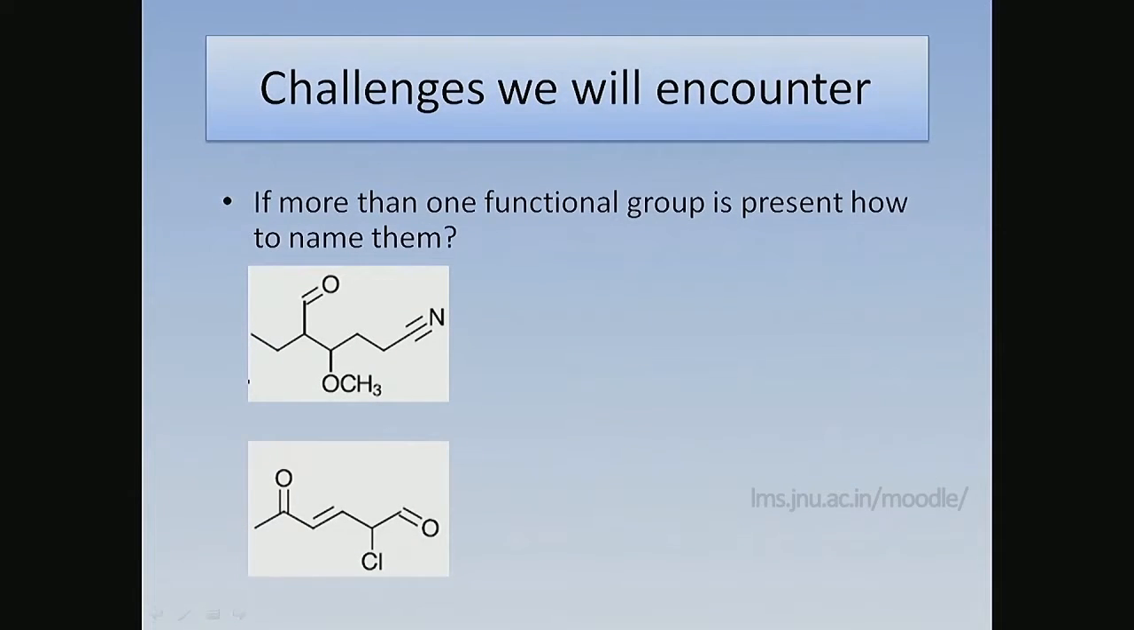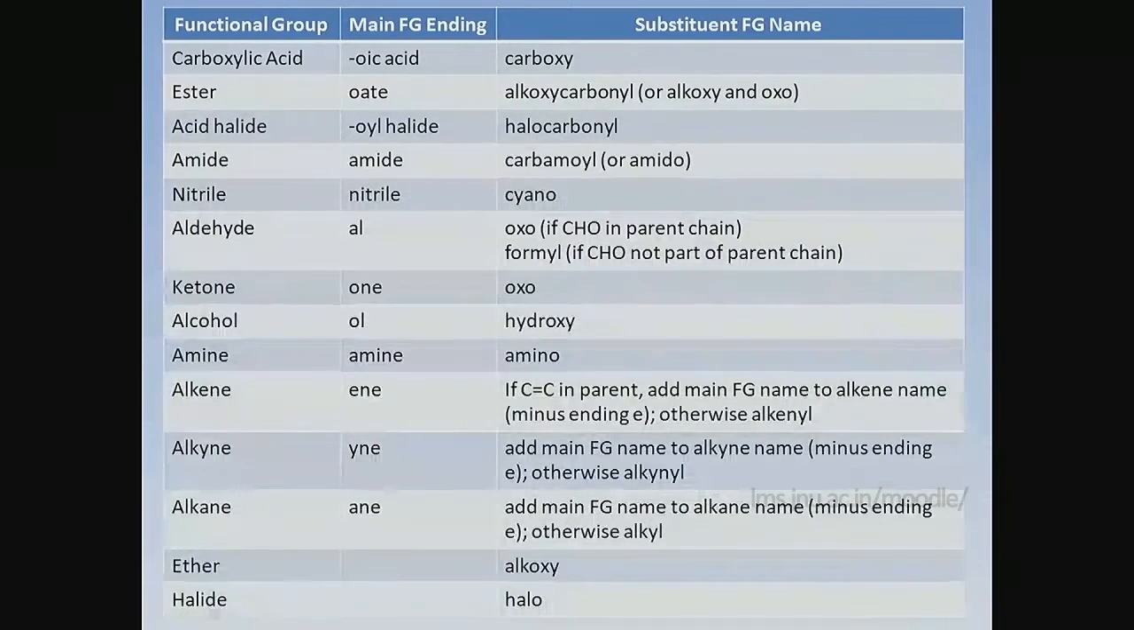Before naming these compounds, we need to know a few additional rules. So far we have only seen compounds with one functional group, but in the examples given we have more than one functional group. So we need to know which functional group gets the priority and how the second or the other functional groups are named. This table explains, when many functional groups are present, what will be the main functional group and what is the ending, and how the other functional groups will be named.